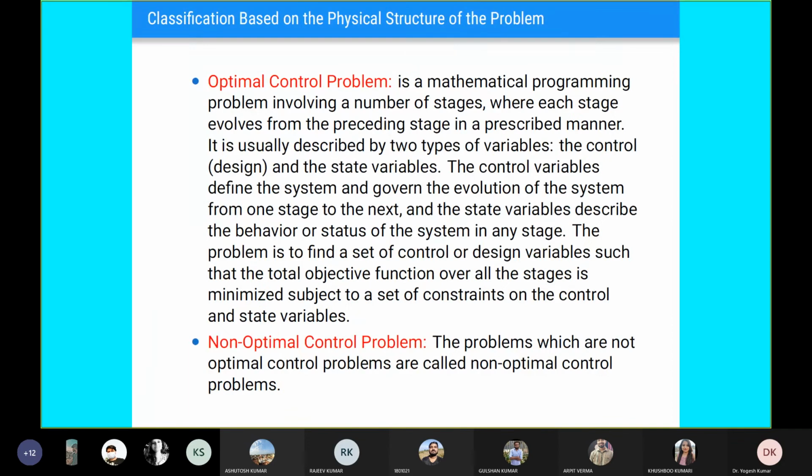Now let us come to the next category of classification, that is classification based on the physical structure of your problem. So what does it mean, classification based on the physical structure?